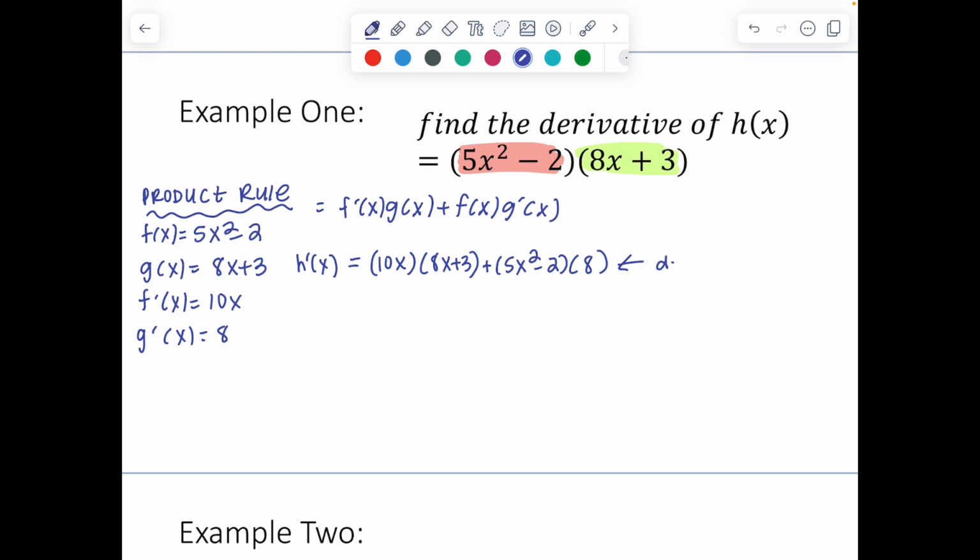You could be finished here technically, but it is nice to simplify it, especially if you have to plug in a number or you have to keep using it. It's nice to get it cleaned up. And so I'm going to go ahead and simplify this real quick.